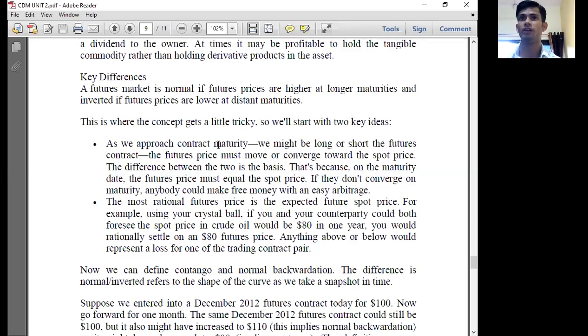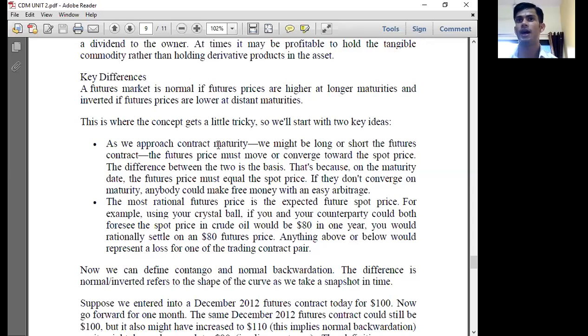The difference between the two is the basis, because at the maturity date the future price must equal the spot price, and the future price must stay within that range. It means you have decided to purchase goods for 2 lakh rupees. Then your future price also in future should remain at minimum for the goods 2 lakh up to 2 lakh 50.